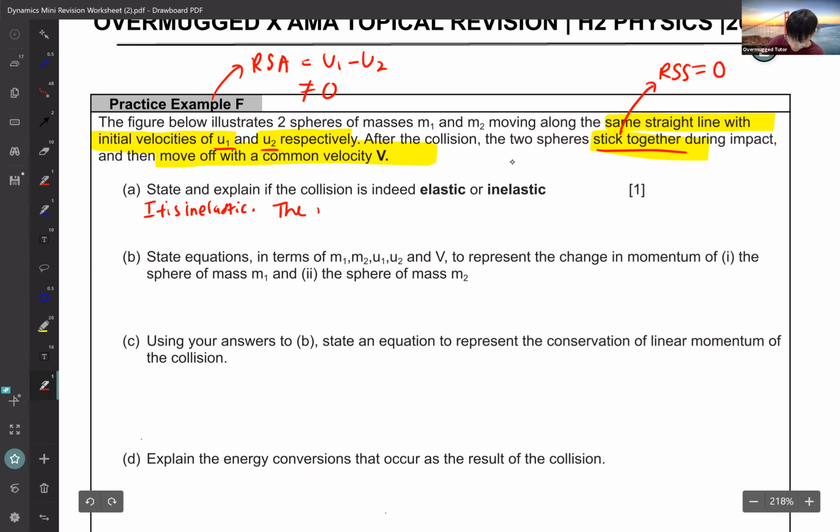The RSA, relative speed of approach, okay, is u1 minus u2, which is non-zero.